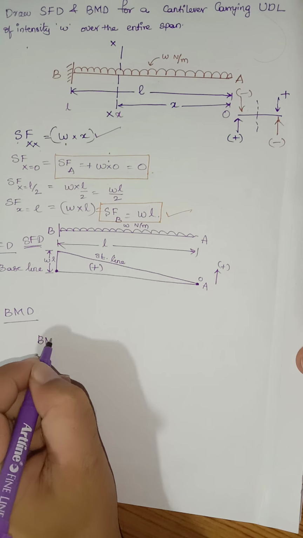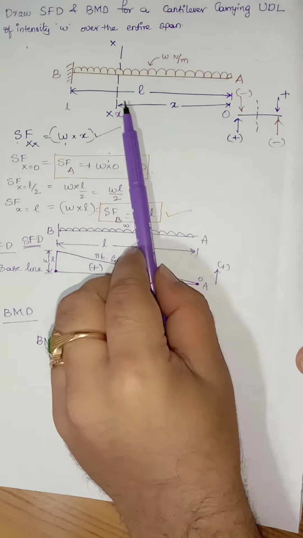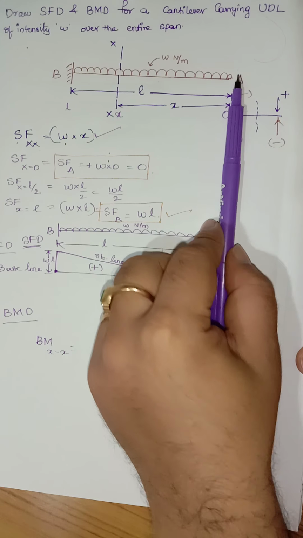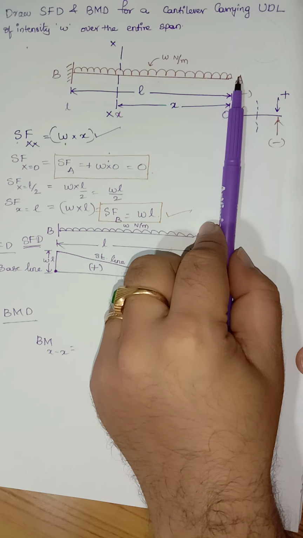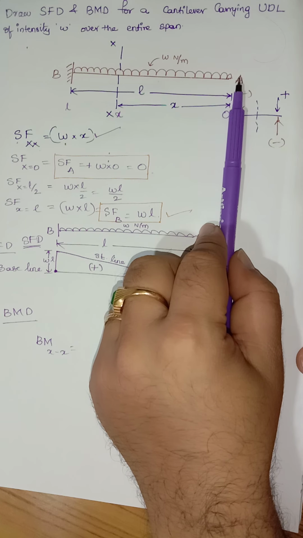Bending moment at any section X-X will be equal to, see, towards the right side of the section we have this intensity of load, the UDL. According to the definition of bending moment, it will be the algebraic sum of moments caused by the forces towards the left or right side of the section.